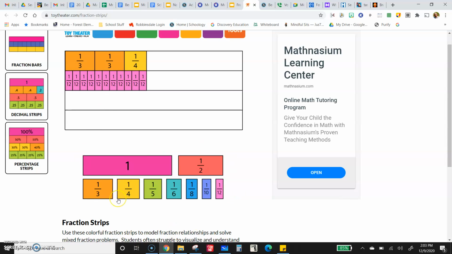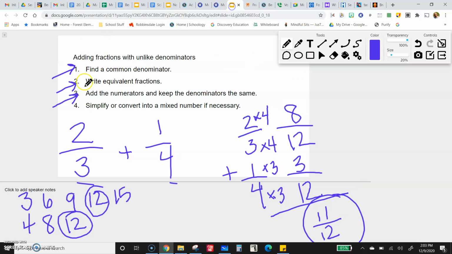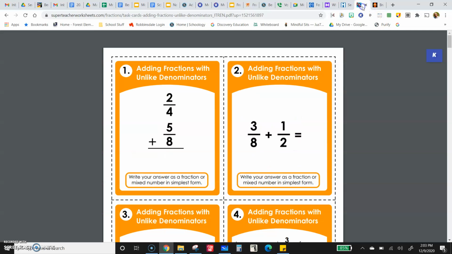Now, using the fraction strips for every single problem would be a little challenging and could take a while, but you are absolutely welcome to use them to find your answers if you want. I'll just show you some more examples using these steps. All right? Here we go.